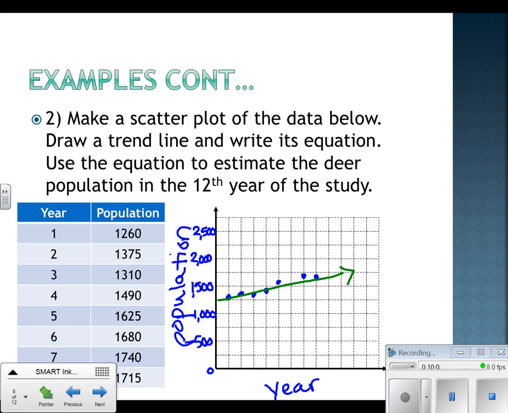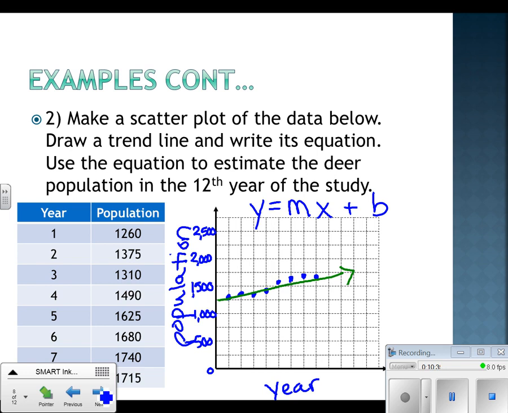Looks like my 1 year just erased when I did that. That would have been year 6 was at 1680. So then, at this point, we see it as a positive correlation. It's a positive trend. But now, to write this equation in the form, let's say, of y equals mx plus b, we're just going to kind of estimate here what our slope is and what the b is.